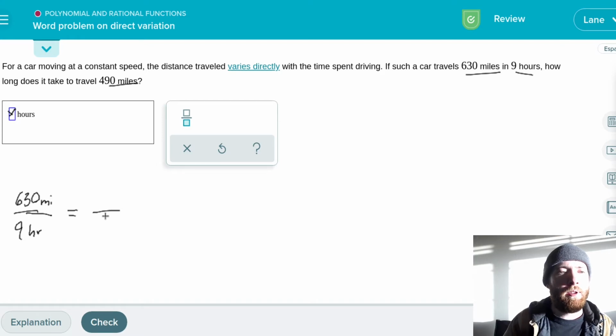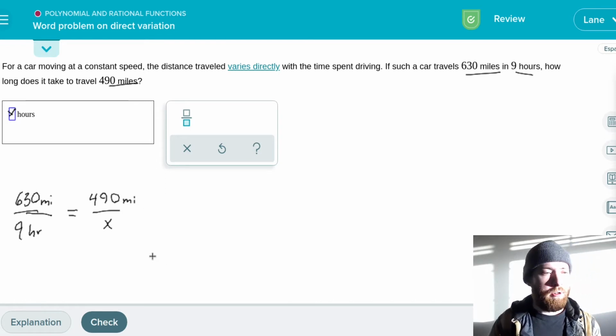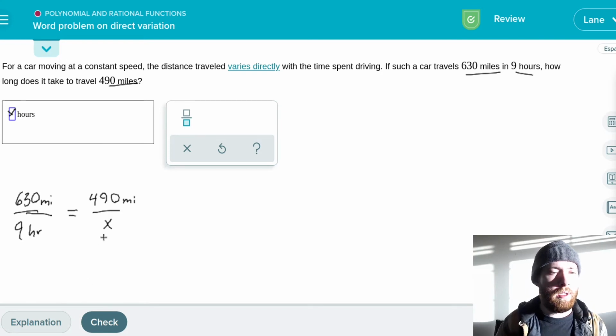And then the other fraction, we don't know how many hours on the bottom, right? So I'm going to call that X. But we know that the miles is 490. So I'm going to put 490 miles on the top. Okay, great. We've got a proportion, a single equation with a single unknown, and we can solve it for X.